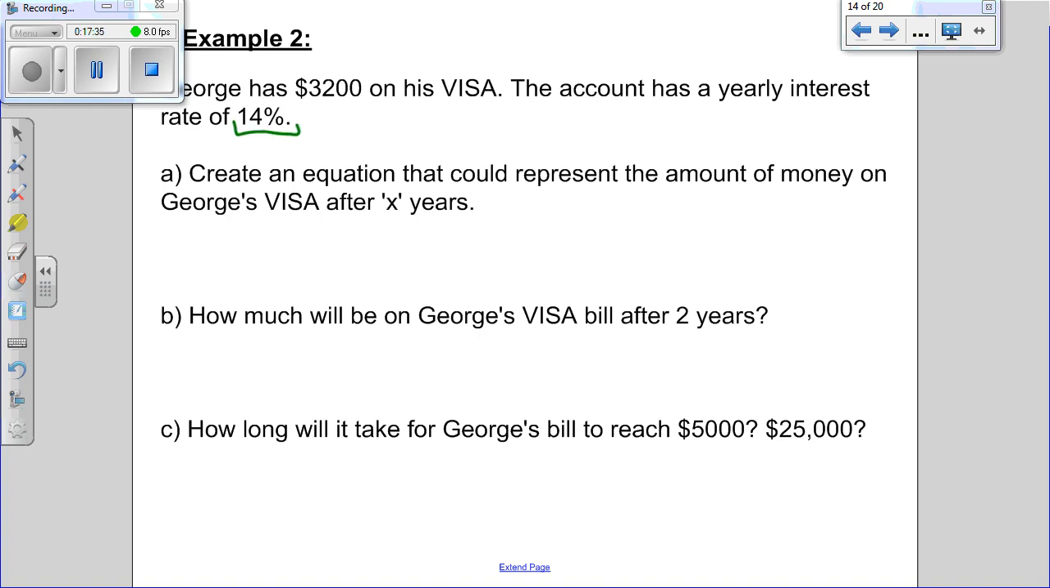I took 14% because that was an interest rate that I could get on a MasterCard. I went and looked it up. I was like, what can MasterCard give me right now? And they agreed to give me 14% if I paid all my bills every month. And then the first time I didn't pay my bill, my interest rate goes to 29%. So it jumps up pretty quick. Okay, so this was an actual interest rate problem that I could have done. Question A says create an equation that could represent the amount of money on George's Visa after X years. So we need to try to create an equation.